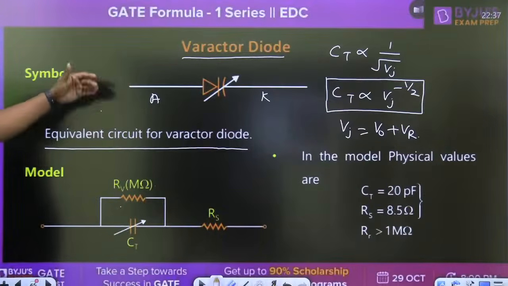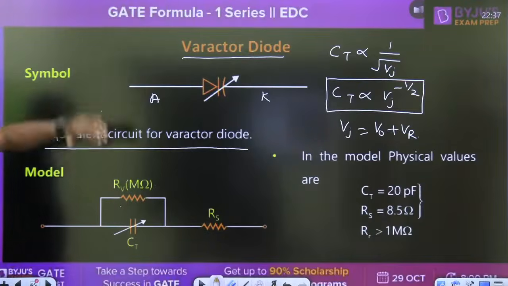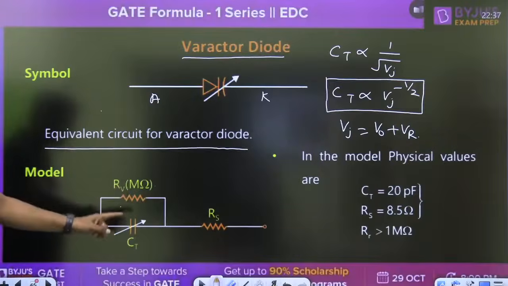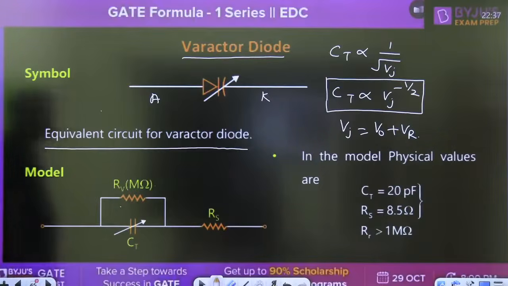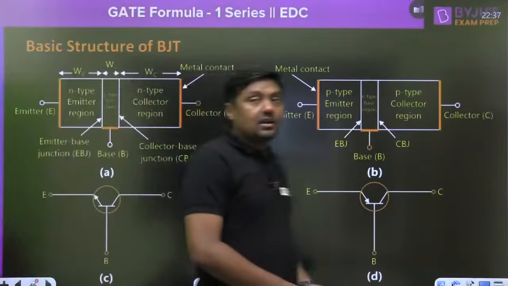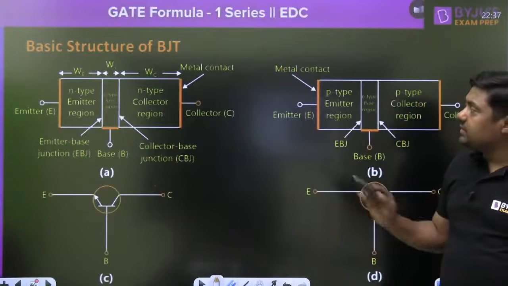Sometimes to solve the numericals on that, we have to represent the Varactor diode by its equivalent circuit. Remember that it is connected in parallel. Then that is the case. Sometimes we have to find the resonance frequency. This type of questions, integration of EDC and network.